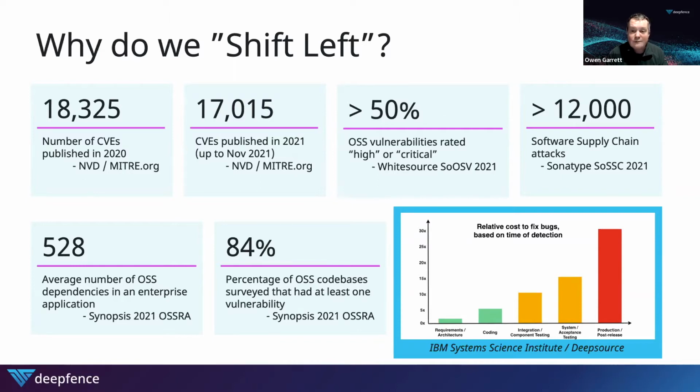The number of vulnerabilities is increasing. Over 18,000 CVEs were published last year, and we're on track to exceed that number by the end of this year. Over 50% of these open source vulnerabilities in dependencies that the application is built on are rated high or critical. And typical enterprise applications have a great number of such dependencies. Synopsys's report suggested there were over 500 open source dependencies on average that are linked in and used by an application, and that well over 80% of those dependencies had at least one published known vulnerability.